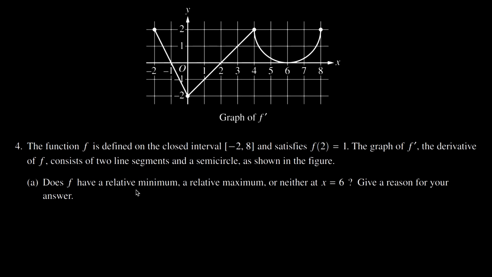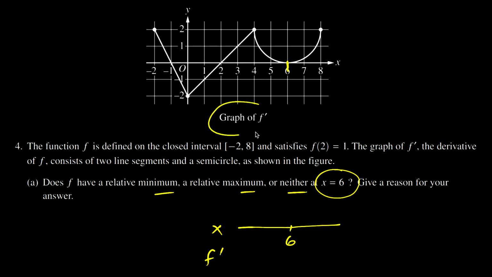Here, we're looking for a relative min, max, or neither at a particular point. So let's just take a look at this part first. At x equals 6, we're right here. I like to set up a sign chart right away, regardless. So x and f prime, this is just a good habit to have. We're looking at x equals 6, and this is the graph of f prime, so we're looking at the value. At 6, f prime is 0.